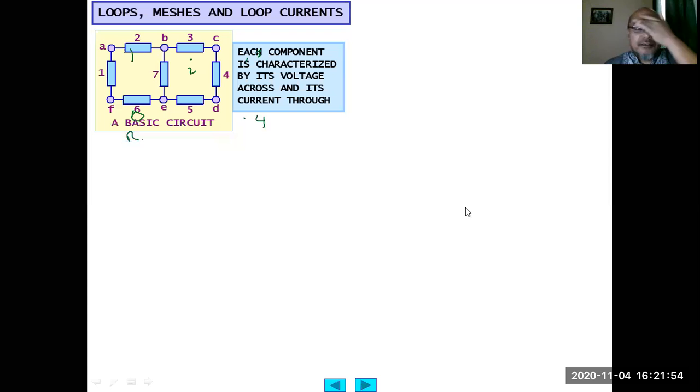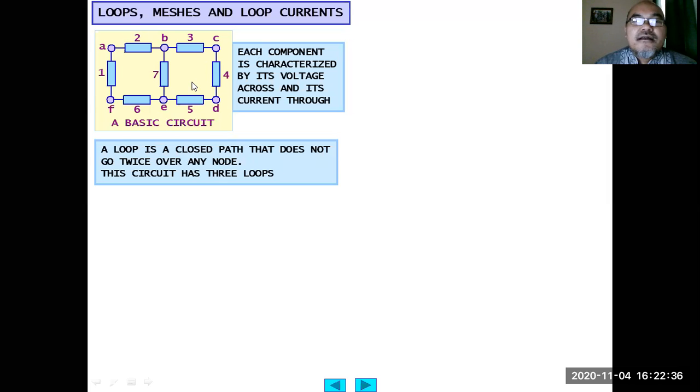Okay, so this is some definition. There are what we call loops, mesh, and loop currents. Each component in this circuit is characterized by its voltage across and its current through. Component 1, component 2. The component could be a resistor, a load, a voltage source, a current source, or also dependent sources. 3, 4, 5, 6. The nodes are A, B, C, D, E, F.